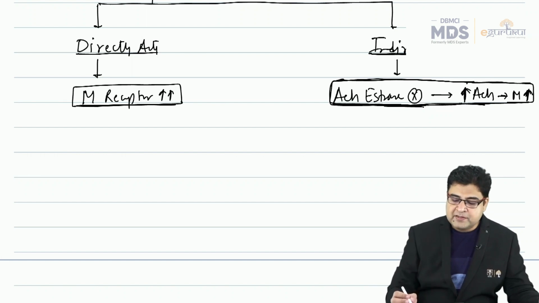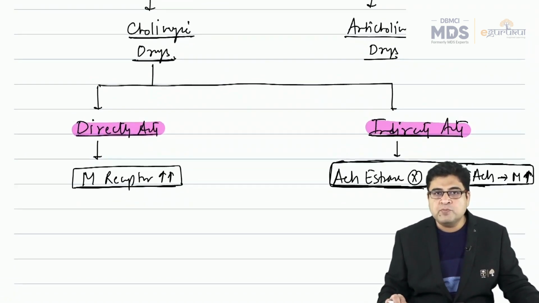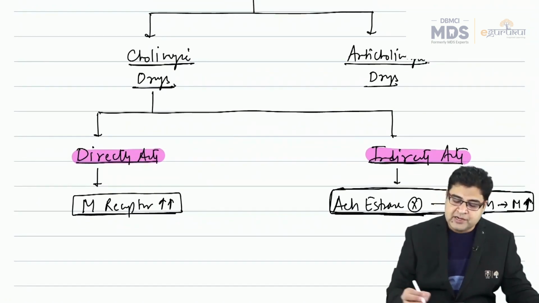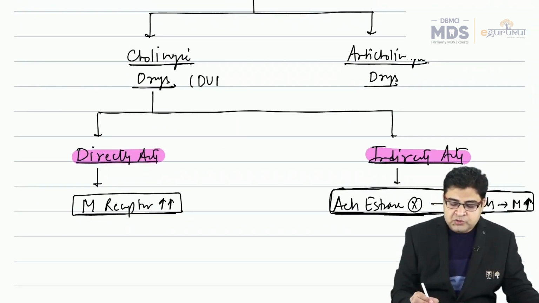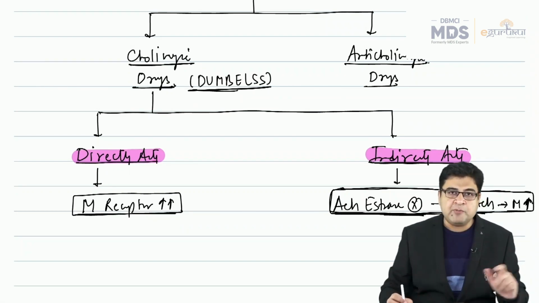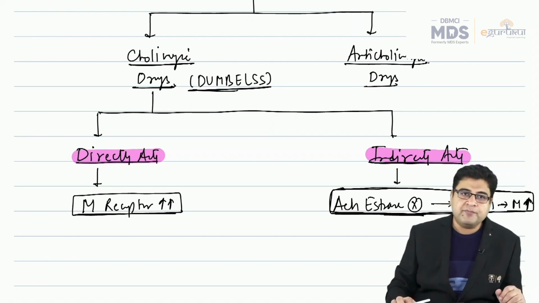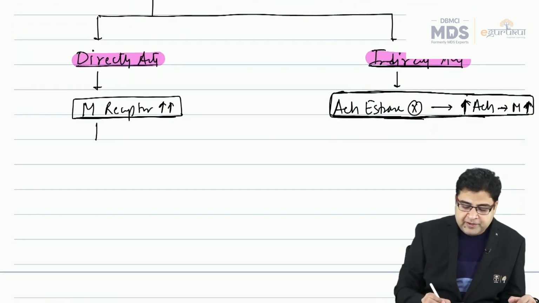So we have two types of medicines: directly acting medicines and indirectly acting medicines. Both medicines will ultimately do the actions, that is DUMBELS. This DUMBELS effect can be produced directly or indirectly. Now let's talk about the directly acting medicines first.